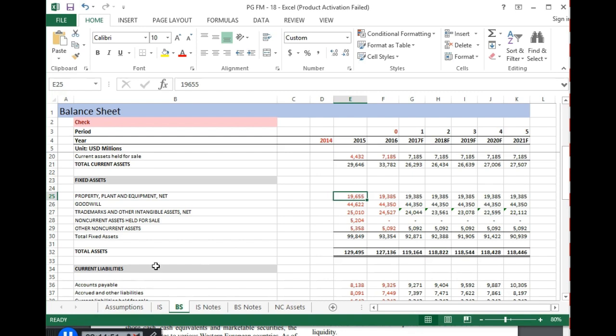Will you be telling us how we will finance future capex expenditure? Yes, so for future capex expenditure, we will be making the fixed asset schedule. In that schedule, we will be forecasting future assets based on the capex requirement.